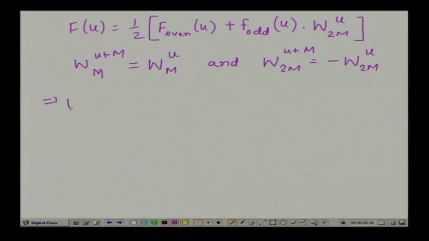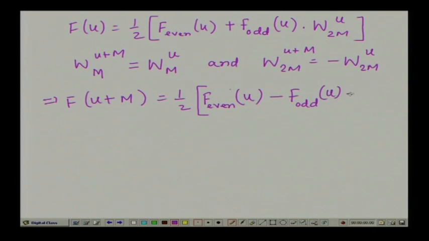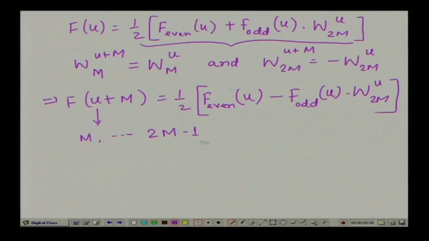So, this tells us that F(u+M) is nothing but half of [F_even(u) minus F_odd(u)] into W_2M to the power u. Here again u varies from 0 to M minus 1, that means this gives us the coefficients from M to 2M minus 1. So, I get back all the coefficients. The first part gives us the coefficients from 0 to M minus 1, and this half gives us the coefficients from capital M to 2M minus 1.